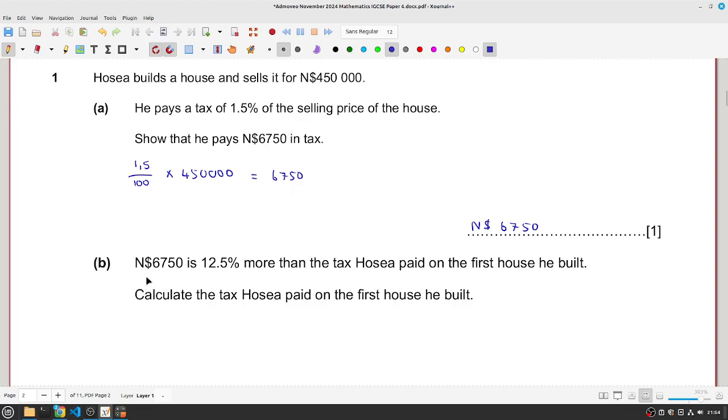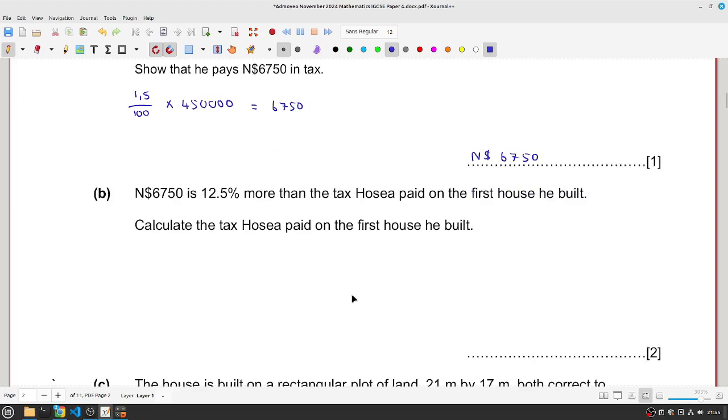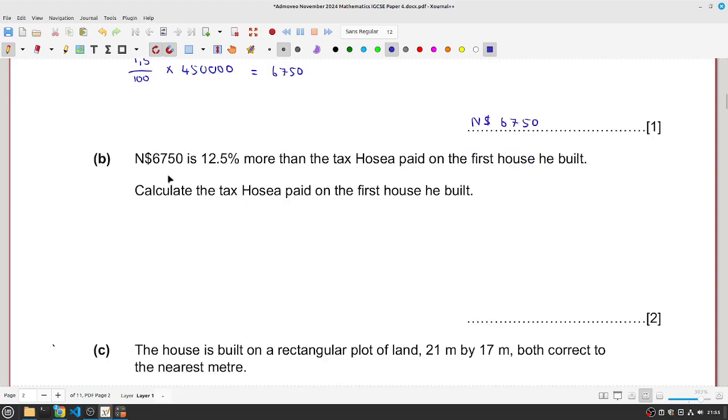Now question B. This 6,750 Namibian dollars is 12.5% more than the tax Hosea paid on the first house he built. Calculate the tax he paid on the first house. Okay, so we want to find the original value. A couple of ways we can do this. So I'm just going to show you two ways, and I'm sure there are very many other ways. So if any of you viewers want to comment a different method for calculation that you prefer, please do so. Okay, so I'm going to show two methods.